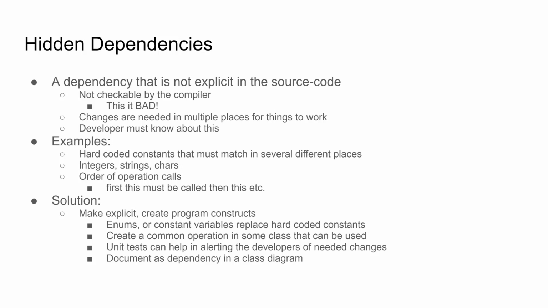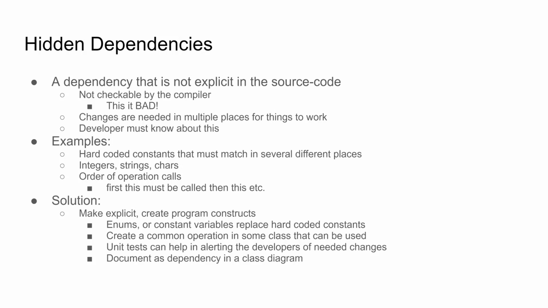So if you have hard-coded constants, because they are so convenient to use, you probably have a hidden dependency. Typically you have integers that must match, strings that must match, characters that must match. Maybe you have order of operation calls that must be in some special way. So first you must call this operation, and then you must call this other operation. Also examples of hidden dependencies.